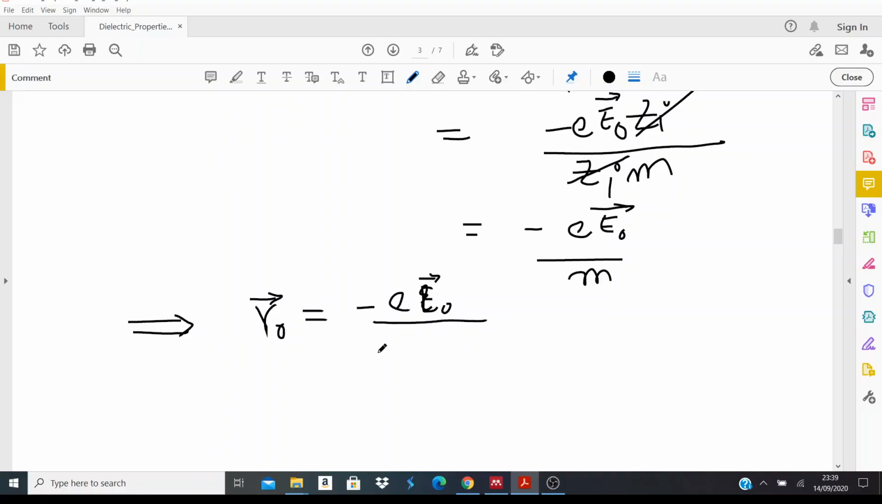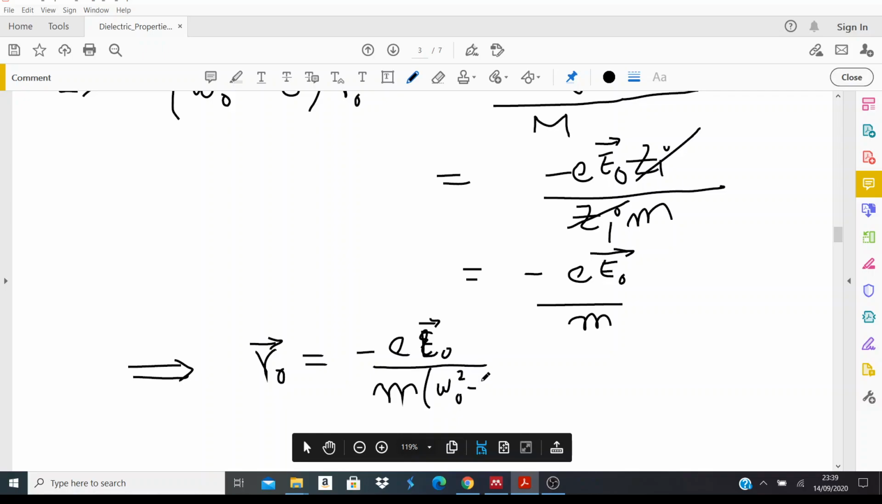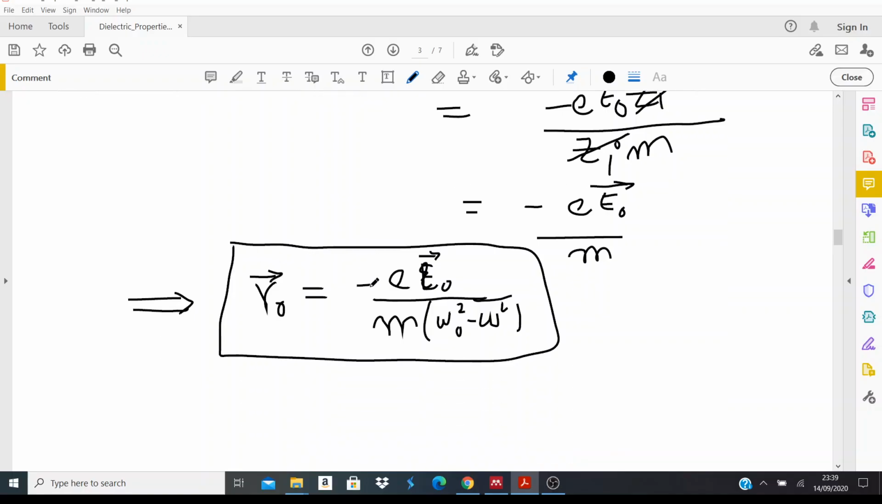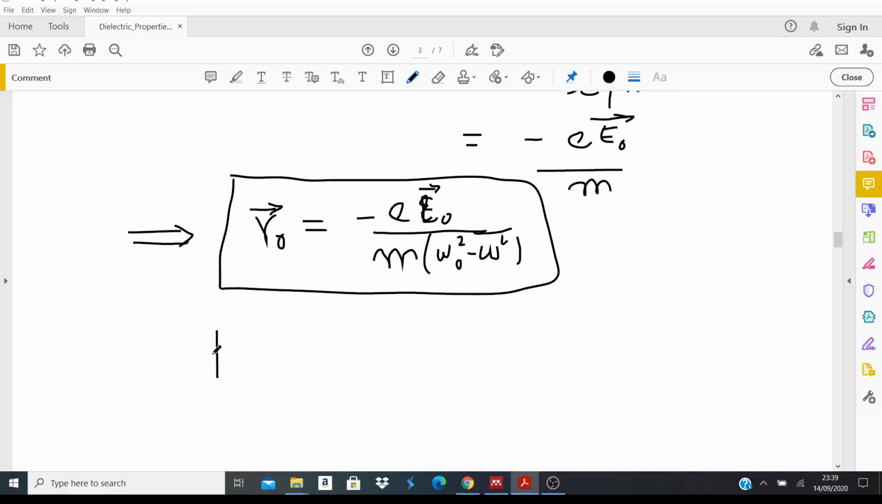Let me be consistent with the notation, and then we have this term, and we have omega naught square minus omega square, right? So that's the expression for displacement between the electronic shell and the positive nucleus. And from that you know what the polarization is, the electric dipole moment. So if the electronic shell is subject to some oscillating electric field, then our assumption is that the electric dipole moment will also undergo an oscillation of the same form.